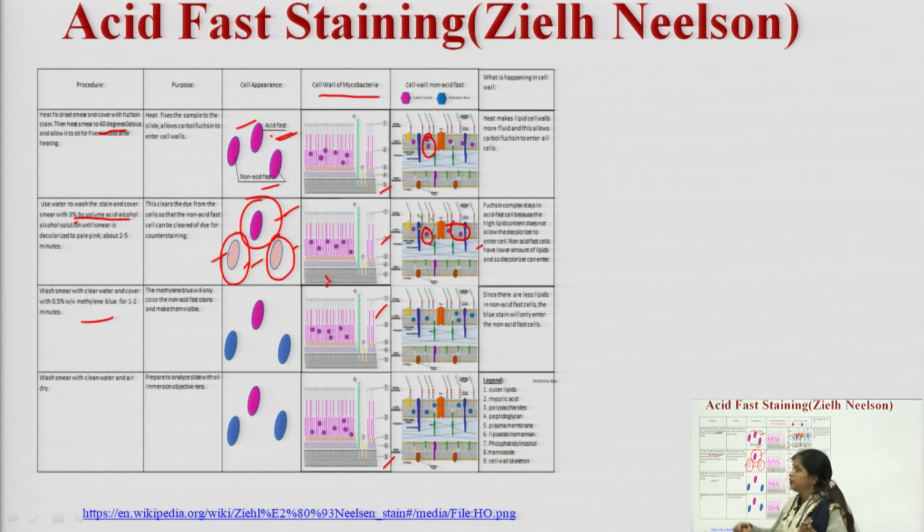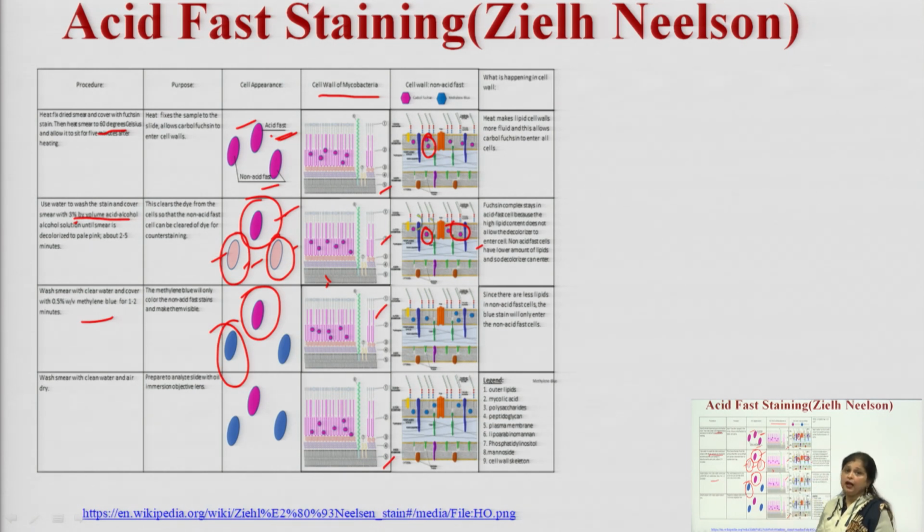And in the next step, after you wash with the acidic alcohol, you have to add the methylene blue. Methylene blue is your secondary stain. What will the secondary stain do? It will not impact the acid fast microorganisms, whereas it will get absorbed within the non-acid fast bacteria.